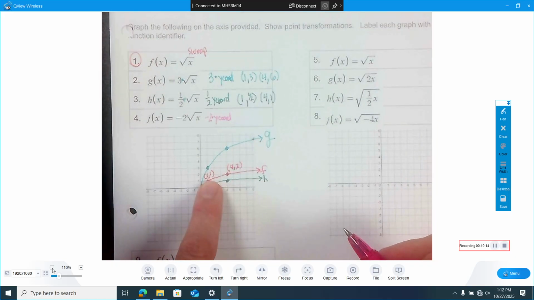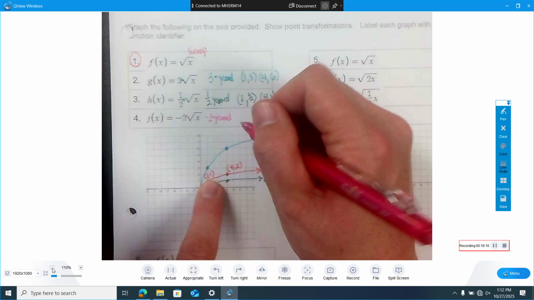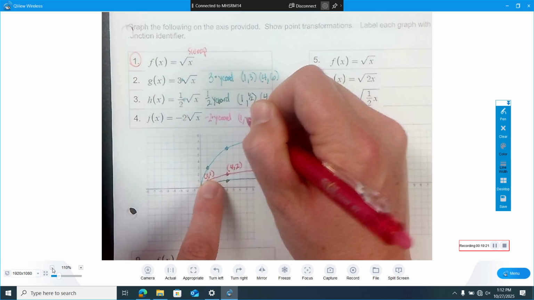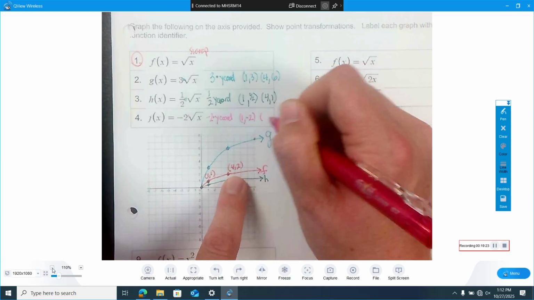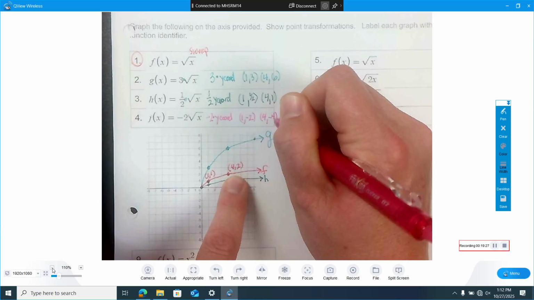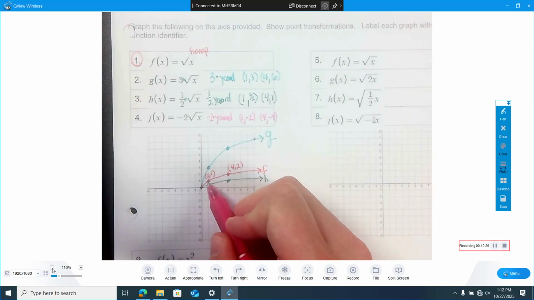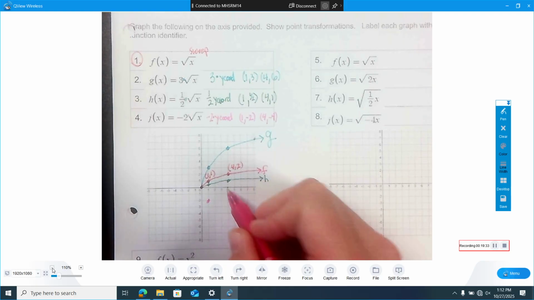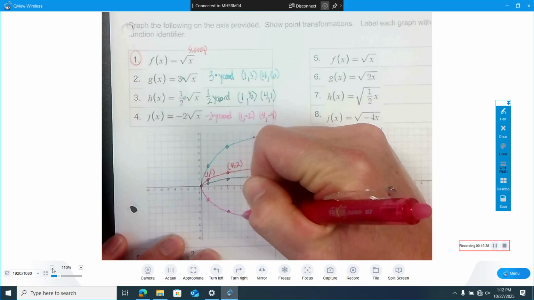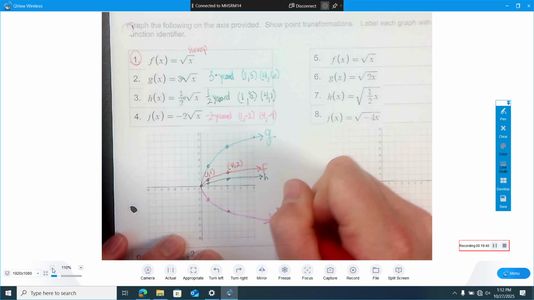So again, back to my parent function here. What does 1, 1 turn into? 1, -2. And what does 4, 2 turn into? 4, -4. Good. So we get the point 1, -2. 0, 0 stays. And 4, -4. So it flips and grows. And there's J.